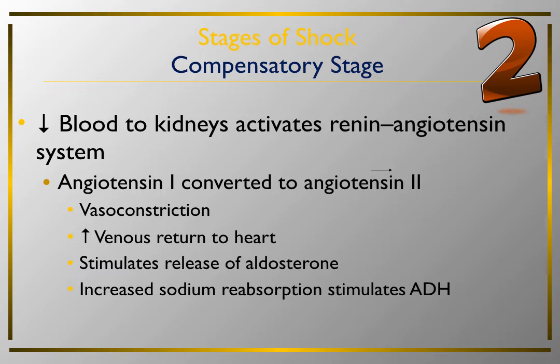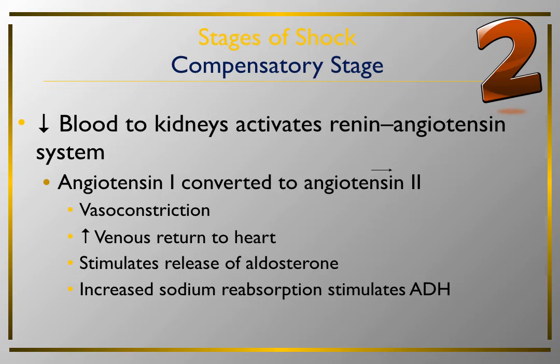In this compensatory stage, there's a decrease in blood to the kidneys, which of course activates the renin-angiotensin system, or RAS. Renin stimulates angiotensinogen to produce angiotensin 1, which is then converted to angiotensin 2. Angiotensin 2 is a potent vasoconstrictor that causes both arterial and venous vasoconstriction. The net result is an increase in venous return to the heart and an increase in blood pressure. Angiotensin 2 also stimulates the adrenal cortex to release aldosterone. Remember what that does? Of course, this results in sodium and water reabsorption and potassium excretion by the kidneys.